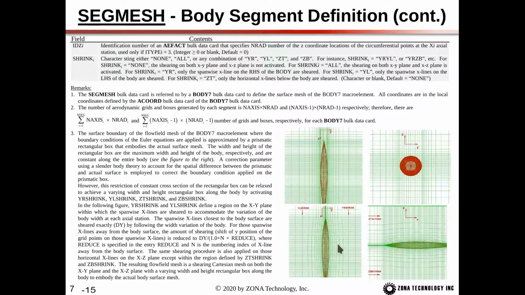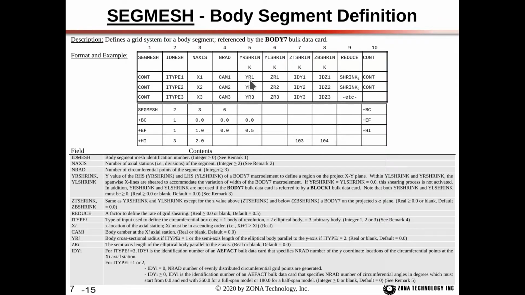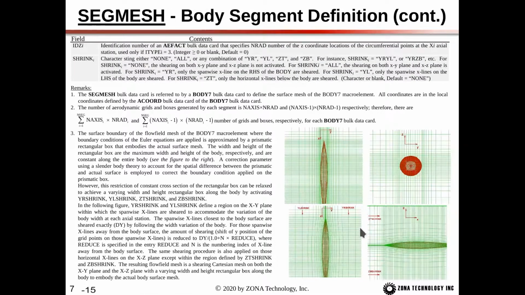However, with a very simple model like this, where we don't have any attached wings, we can make use of the shrink option so that the mesh is sheared to follow the surface of the actual body. So if we want to do that, then the YL shrink and YR shrink, which remember were up here in the first row, are the Y coordinate locations where the shearing stops taking place. So in this case, YR shrink is set to this value, which means from here and then to the right, the grid is not sheared. But within this region, the grid is allowed to be sheared.